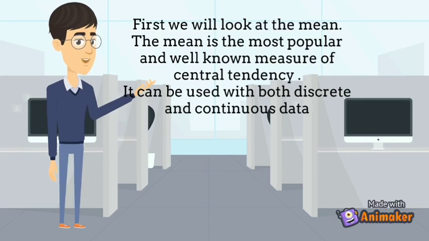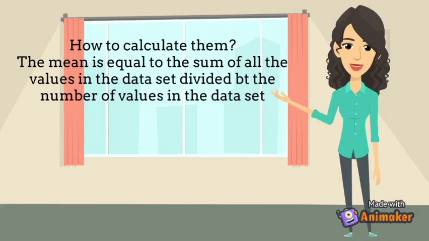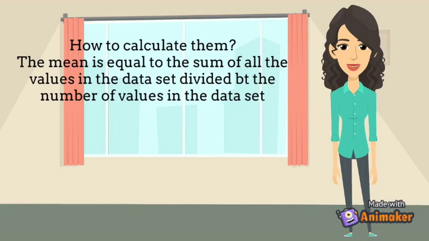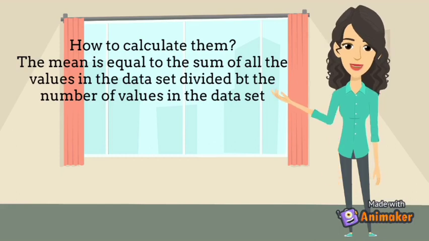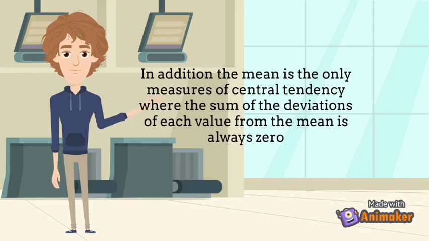First we will look at the mean. The mean is the most popular and well-known measure of central tendency. It can be used with both discrete and continuous data. How do you calculate it? The mean is equal to the sum of all the values in the dataset divided by the number of values in the dataset. In addition, the mean is the only measure of central tendency where the sum of the deviations of each value from the mean is always zero.